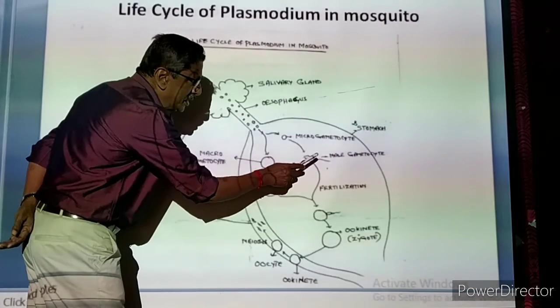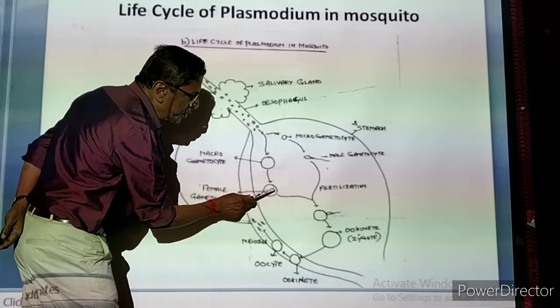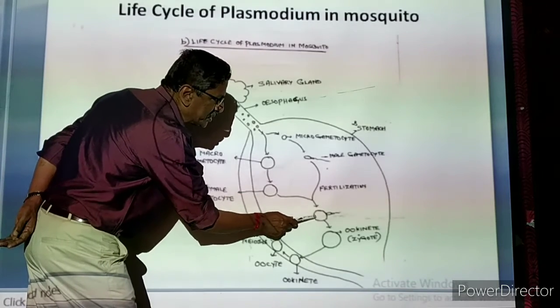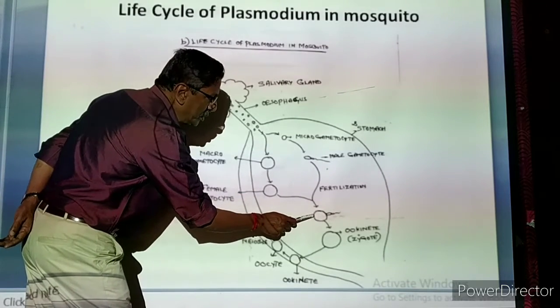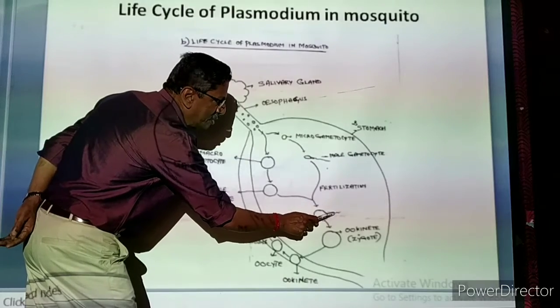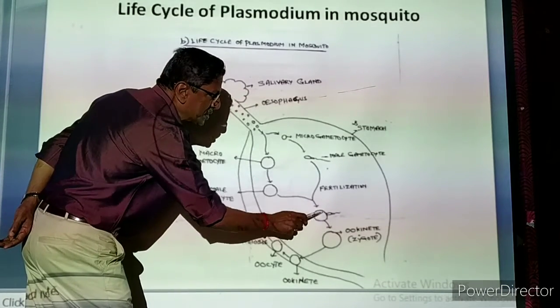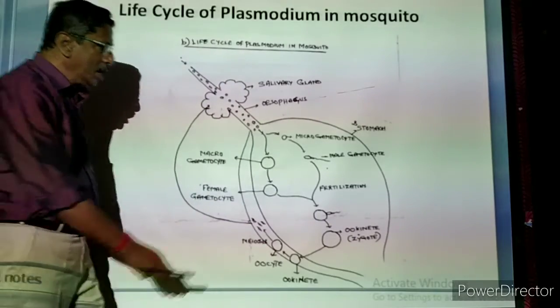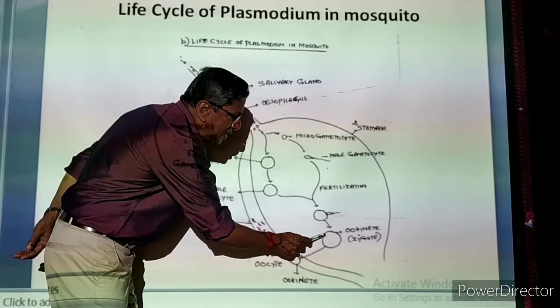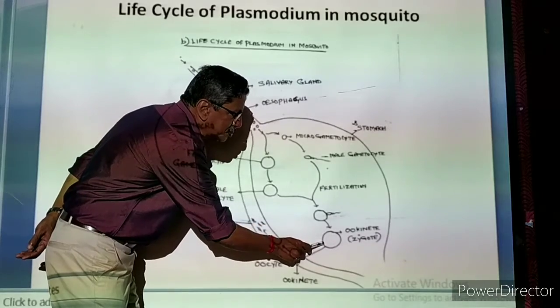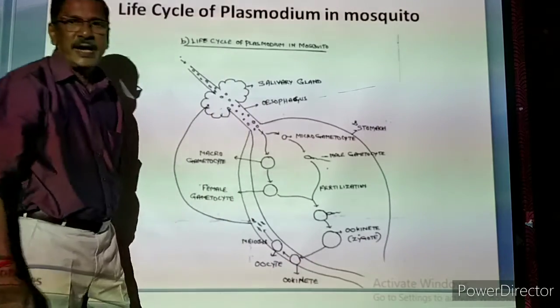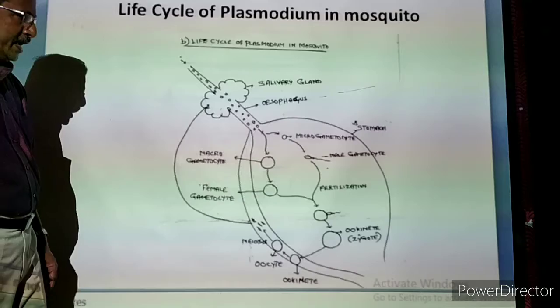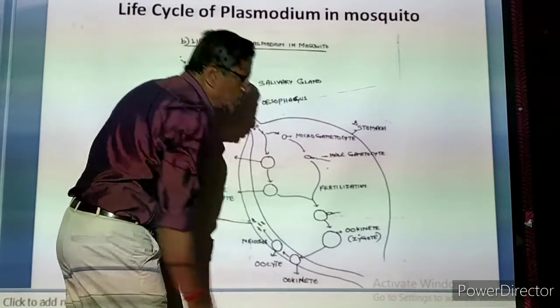Now in the stomach, the male gamete is fusing with the female gamete. Both are fusing with each other. This process is called fertilization. After fertilization is over, a single large cell is produced. It is called an ookinete. It is also called a zygote.